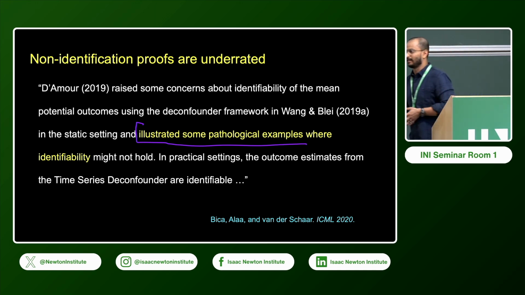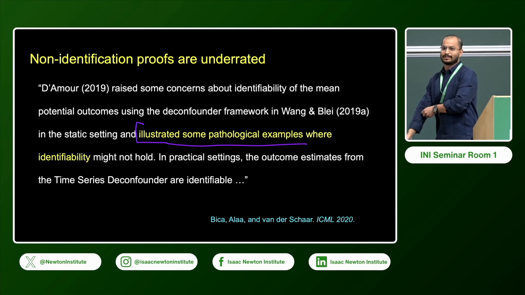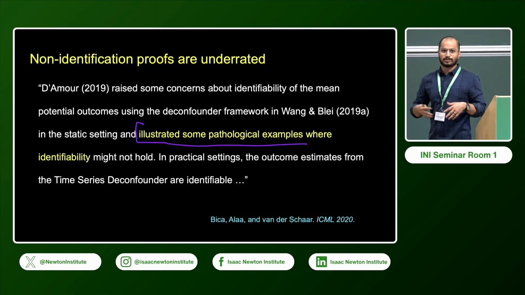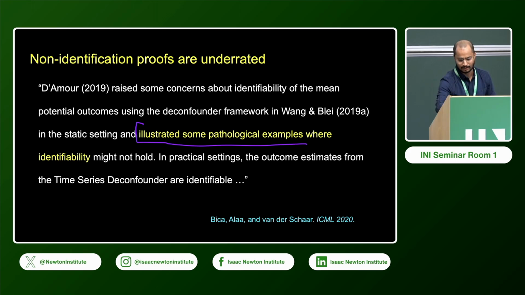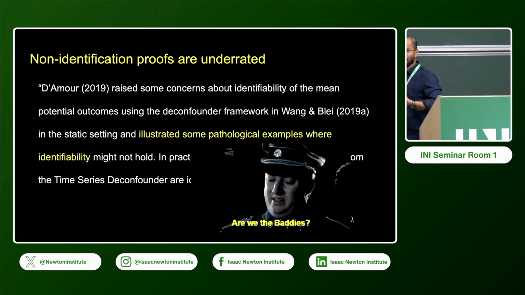And so this is, again, why I think non-identification is underrated. It's like, well, we give you these proofs, but if you don't believe these proofs, or if you think they're pathological, then maybe it made me question, like, are we the baddies to some extent?